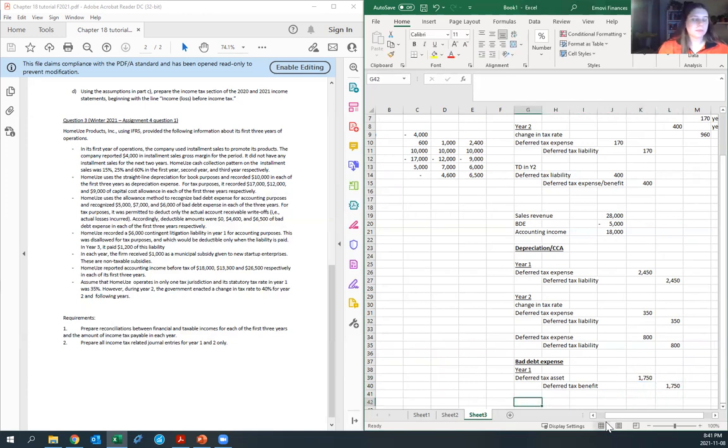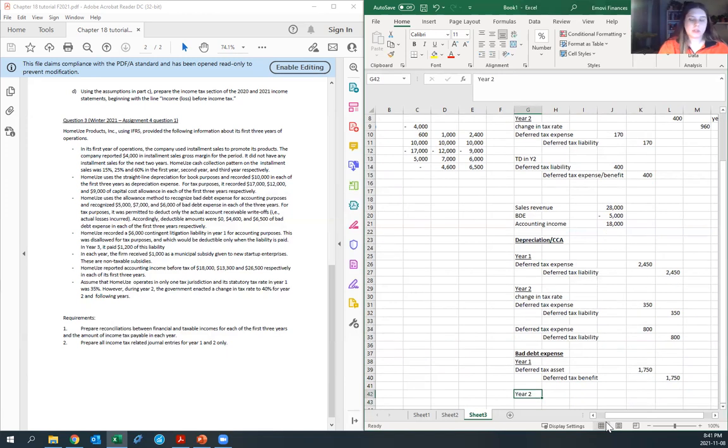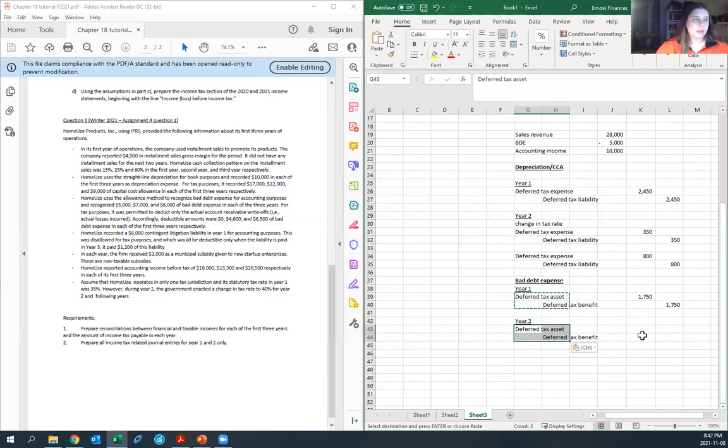Year two, you have to record the increase in tax rate. So same thing as here. It's going to be $5,000 times 5%, the changing tax rate.